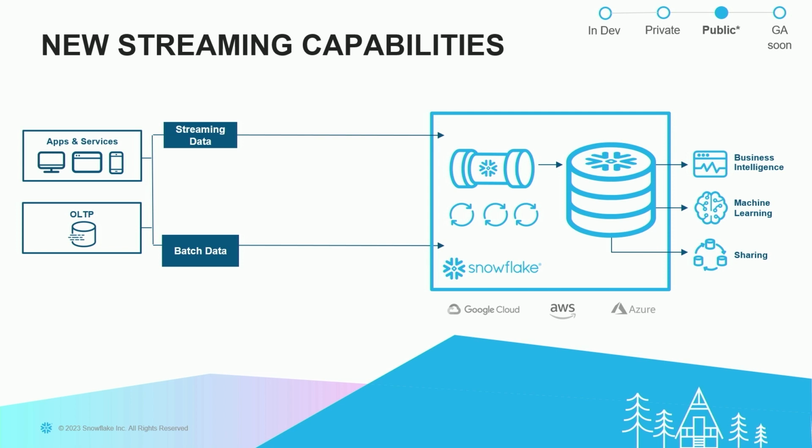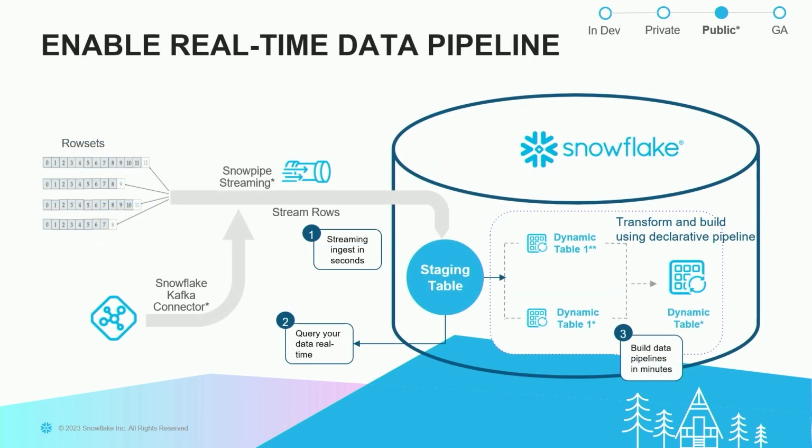So no ETL required, no external machines, external compute that you have to run. You don't have to run clusters of Spark, or you don't have to run some other ETL services to push this data into Snowflake. You can directly connect source to Snowflake using the Snowpipe streaming services, and you're shipping rows of data. So this enables you to create a new real-time pipeline using Snowflake.